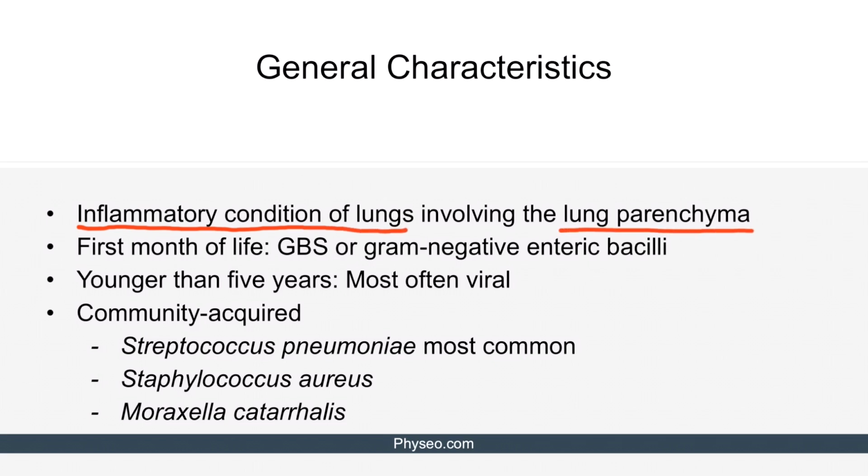The most common etiologies of pneumonia in pediatric patients vary by age. In the first month of life, the most common causes are group B strep or gram-negative enteric bacilli. In children younger than 5 years old, the most common causes are viral pathogens.